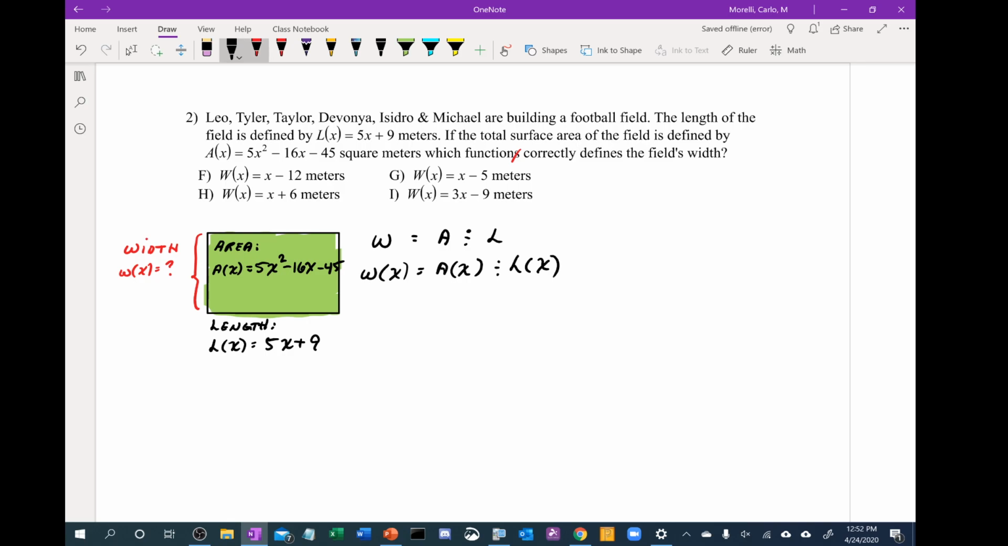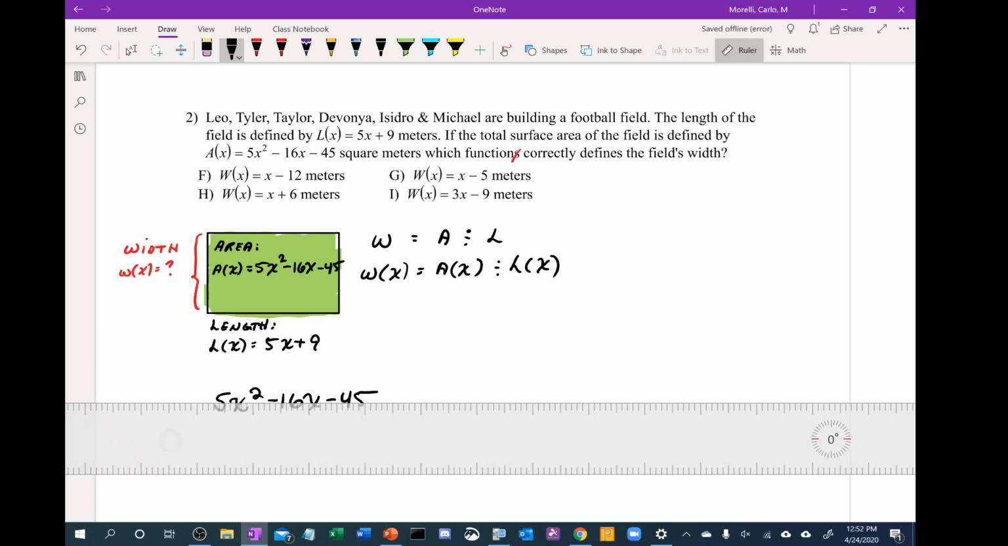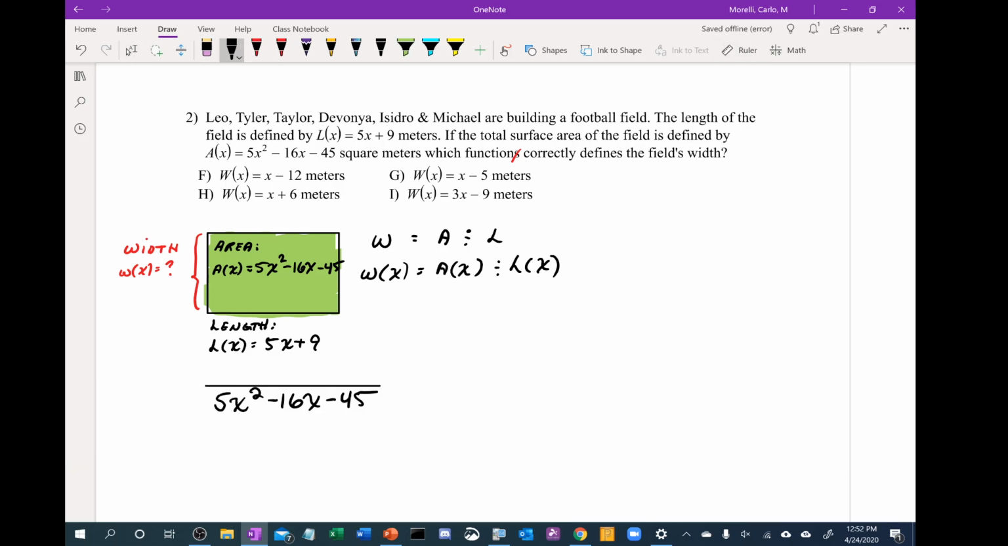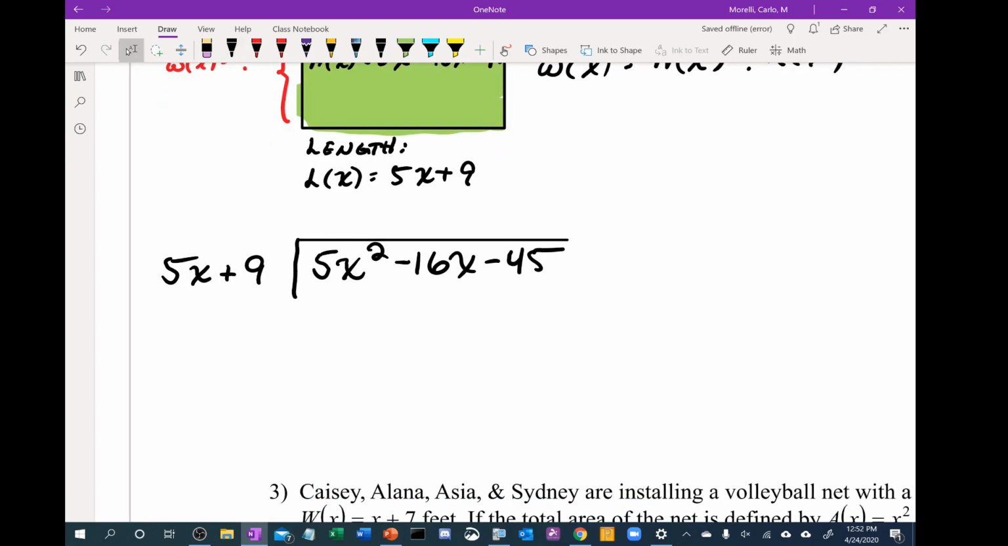So in long division notation, we'll put in here 5x squared minus 16x minus 45. The ruler comes out to do the long division bar, divided by the length, which is 5x plus 9. So this is our new work area here.